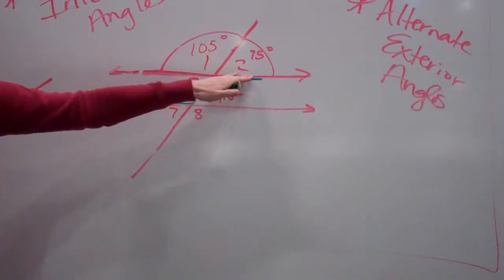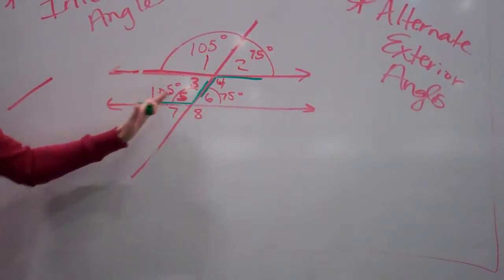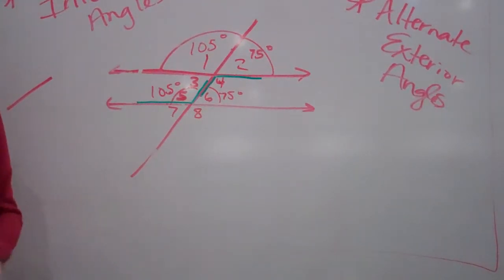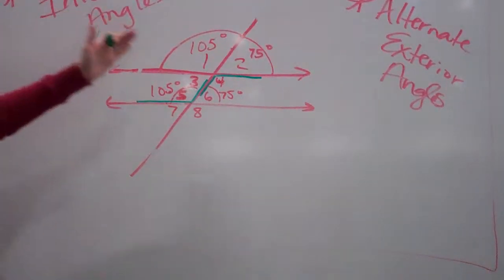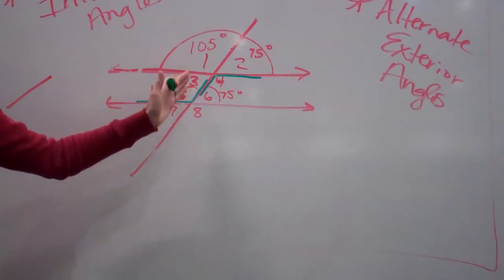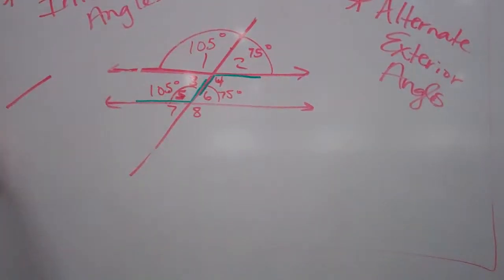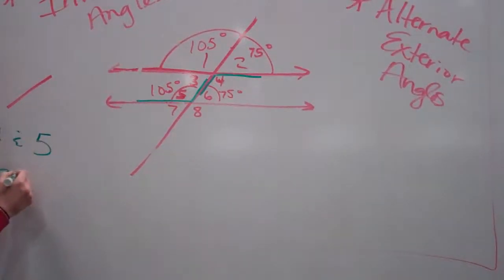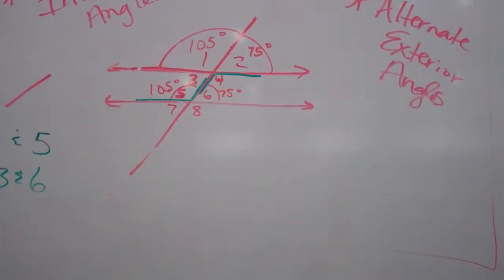All you need to know is that this one's an obtuse angle, this one's an obtuse angle, and the obtuse angles are 105 in this picture. Does everybody see how that works? So the alternate interior angles are 4 and 5 and 3 and 6. When you write that, you would say angle 4 and 5, angle 3 and 6. So if they asked you, what are the alternate interior angles, you would write that.